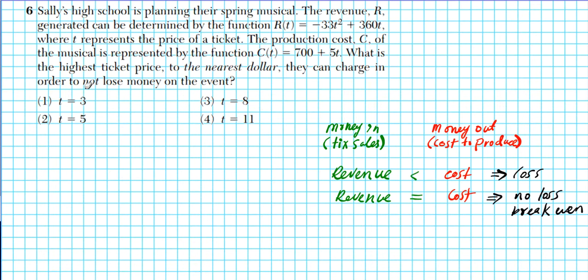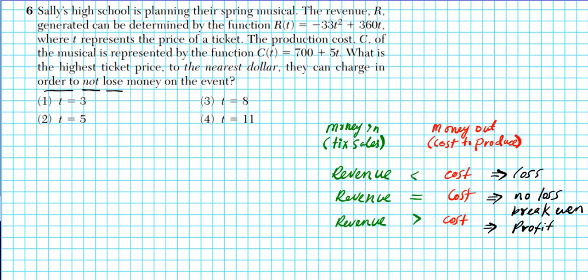Alright, remember the problem says how much can they charge in order not to lose money. Okay, in order to not lose money, we're talking about no loss here. Now what happens when the revenue is greater than the cost? This is beautiful because in this case they actually have a profit. But that's not the goal. The goal here is to make sure that they at least cover the cost involved in producing the show.